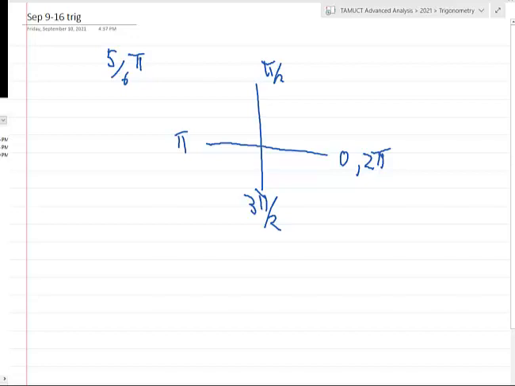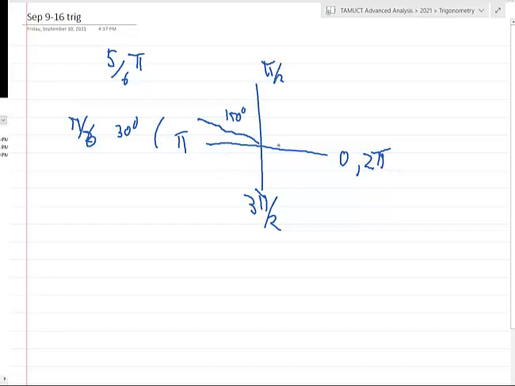Now where's 5/6 pi? It's between half pi and pi, right? So it's somewhere in here. Is it closer to pi or to pi over 2? 5/6 is closer to pi, so it's somewhere here like that. Now what angle is that? I know that 1/6 pi is 30 degrees, right? So this angle here is 30 degrees. That's pi over 6. So this is 180 minus 30, so this is 150 degrees, okay?